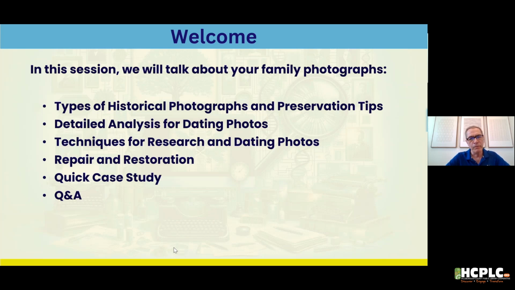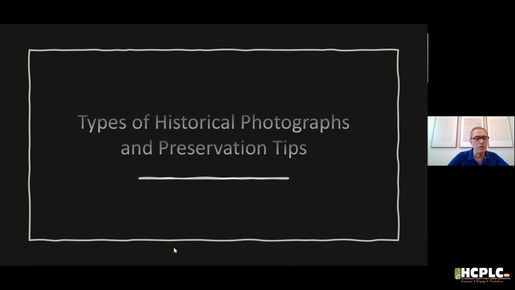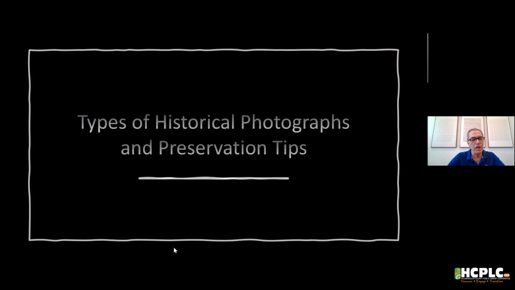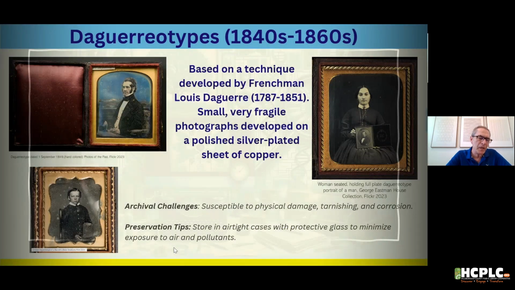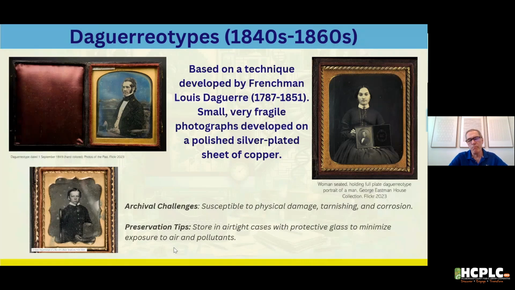So with that, we'll get moving along, and we'll move to the types of historical photographs that you may have in your collection. The first real commercial type of photograph that was available, people will have maybe heard of this, is a daguerreotype. This was around 1840 to 1860, almost like artwork. It's a one-of-a-kind, very high detail. If you have anything like this in your collection, congratulations.